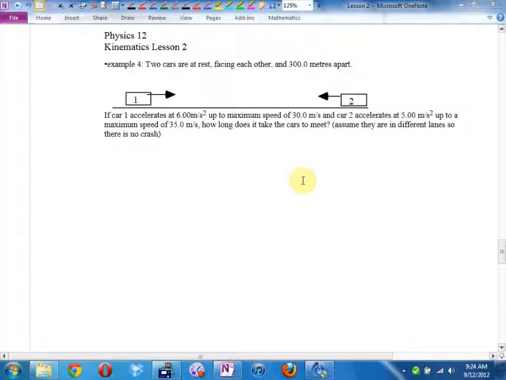I think what's going to happen, car 1 is going to speed up, speed up, speed up, and then go to a constant speed. And I think what I'd like to know is how much of that 300 it's covered before it hits its maximum speed. Car 2 is going to do the same thing. It's going to speed up, and then it's also going to come to a maximum speed. And I'd like to know how much of its distance it's covered at a maximum speed. I'd also like to know how long it takes for each of them. If we're lucky, it's the same amount of time. If we're not, well, do some thinking.